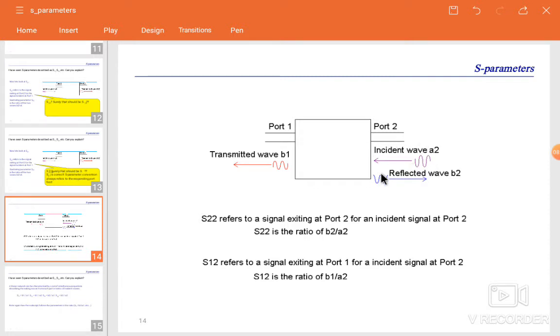So this part of the network is called S22, and S12 refers to the signal exiting at port 1 for the incident signal at port 2. S21 is the ratio of B1 by A2.